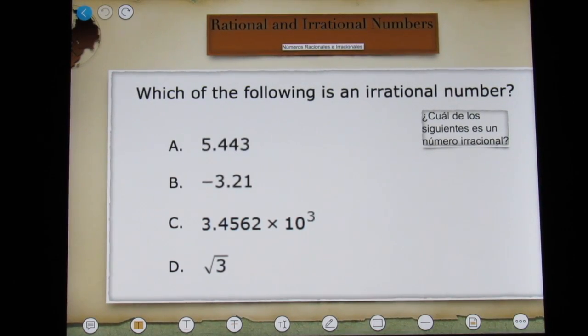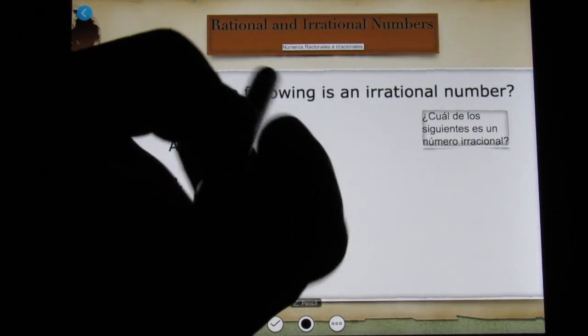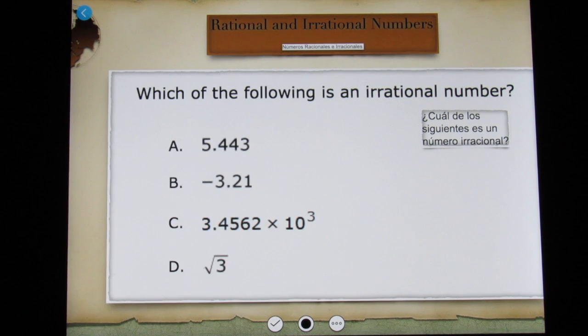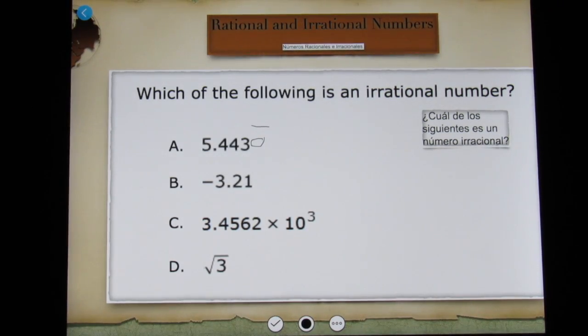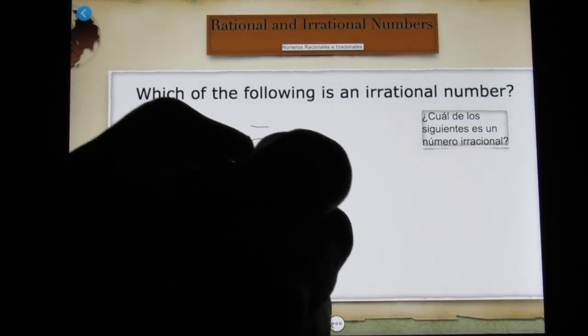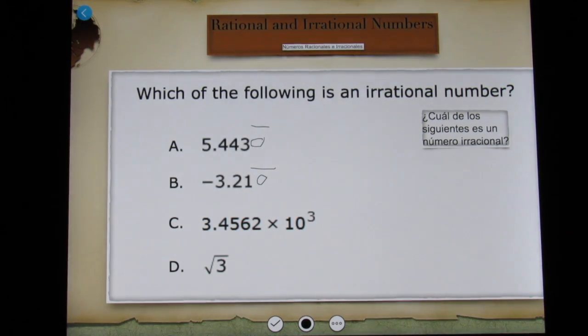Here we go, looking for an irrational number. A little bit different looking type question. Again, this one stops right there at the 3. That means that there's a 0 after it and it repeats forever. That is rational. Same exact thing here. I see the 2, 1. It stops right there. That means there's a 0 after it and it repeats. So that would be rational.